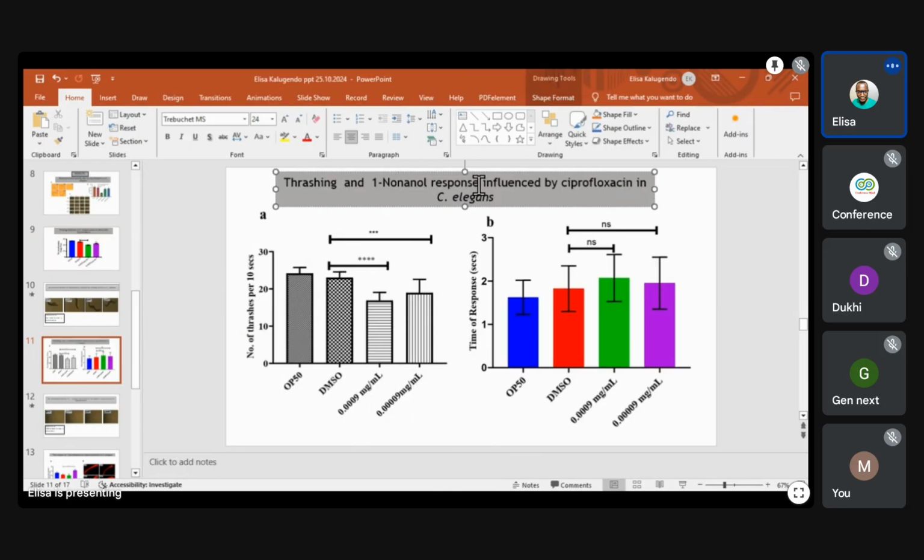What we obtained from the study, when we assessed the 1-nonanone response for C. elegans, was no significant difference between the highest and lowest concentration. So we concluded that in our study, the neurotransmitters in C. elegans were not affected when these animals were subjected to the studied concentrations of ciprofloxacin, which are 0.009 and 0.0009 milligram per ml. Both concentrations showed no significant difference in the response towards 1-nonanone. This is called the 1-nonanone assay. So we concluded there was no damage or destruction of the neurotransmitters or receptors in C. elegans towards the 1-nonanone chemical. Ciprofloxacin could not significantly affect the neurotransmitter in this animal.